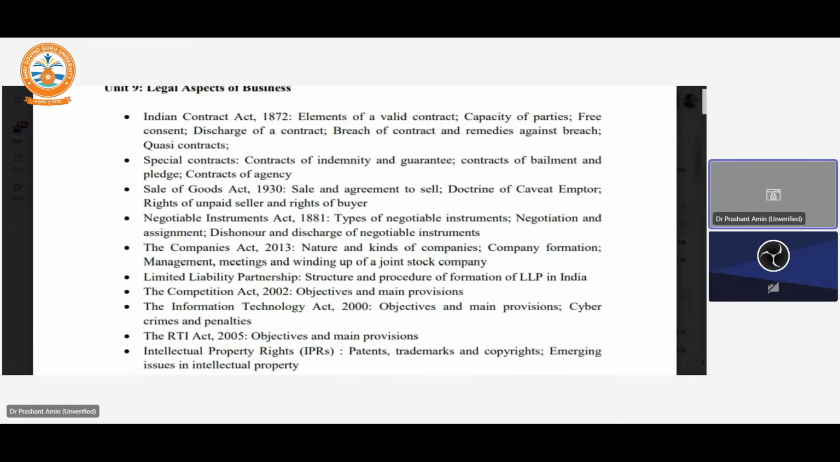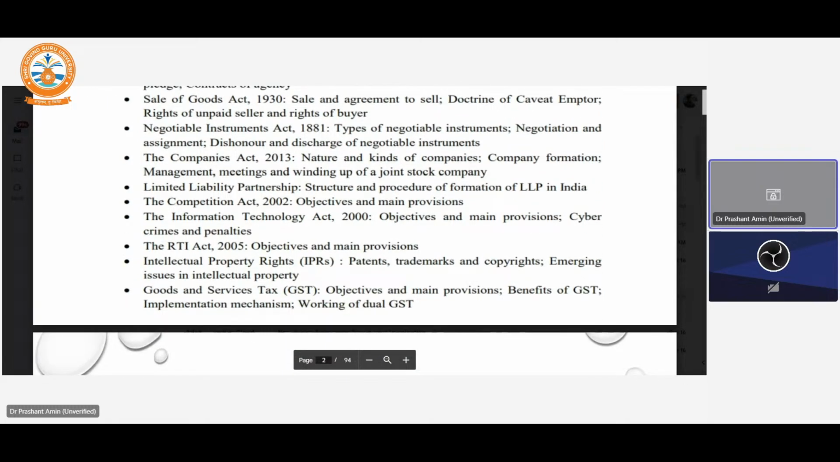which is again a form of the company, the Competition Act, which also governs the entire market, the Information Technology Act, IT Act 2000, their objective, main provisions, cyber crimes and the penalties, the RTI Act 2005, what is the objective and which are the main provisions. And the last is intellectual property right, and this GST Act.